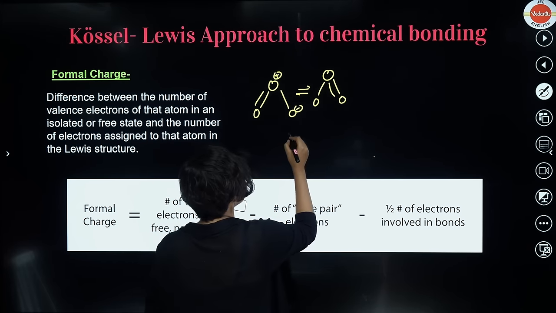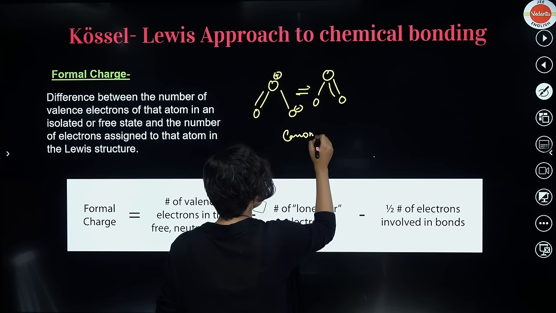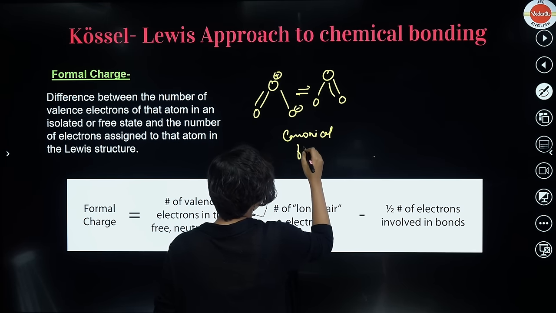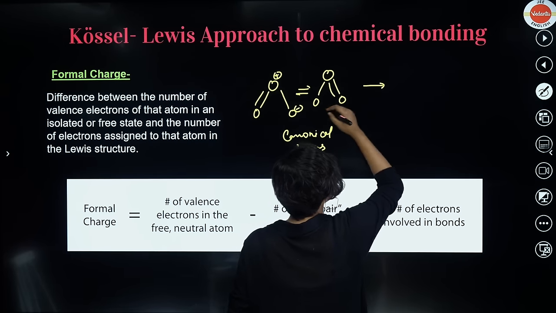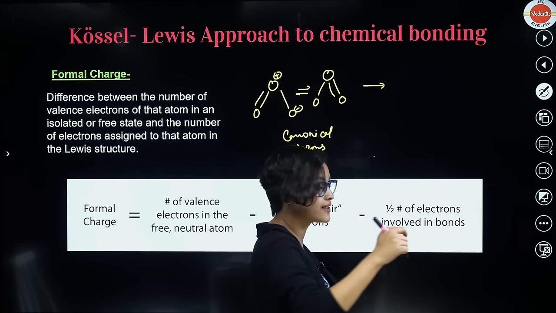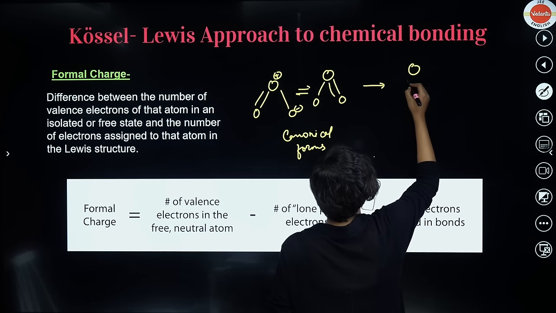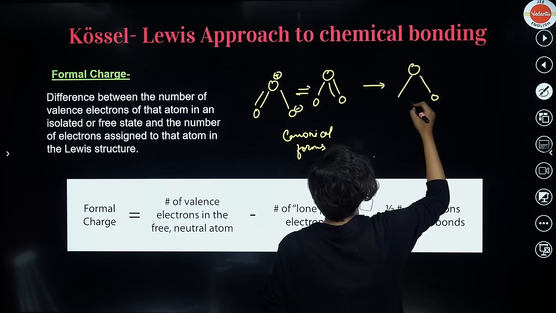So these are called your canonical forms. But in reality, it is seen that none of them exist. The canonical forms don't exist. Actually, what exists is something like this.